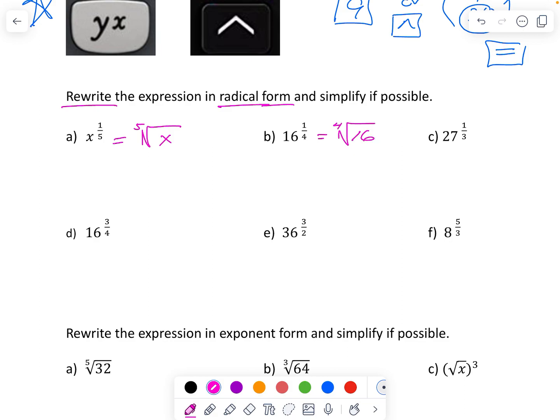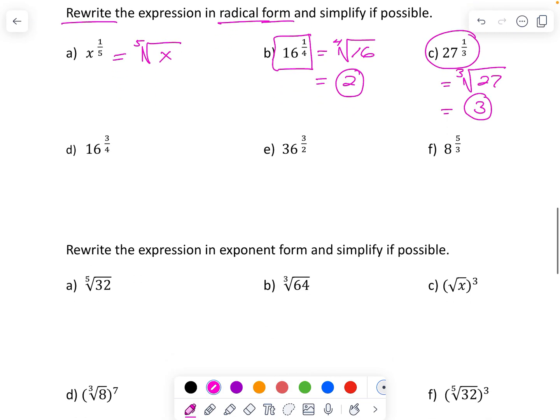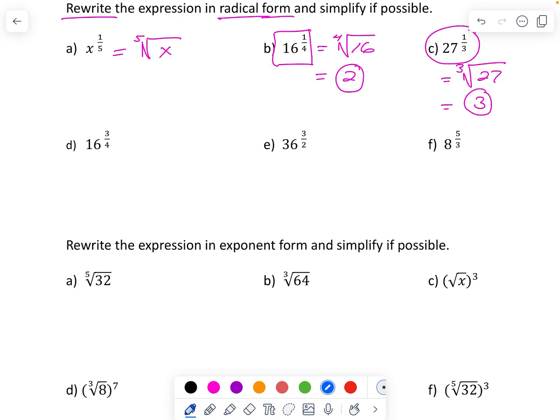Now, we're going to be putting this in our calculators, all right? And when you do put that in your calculators, you should get 2 for an answer. This one, we're going to rewrite as the cube root of 27. You can put this in your calculator, and the answer is 3. If you want to pause this and try the rest of these on your own, go for it, and then start it back up and see how we do it.